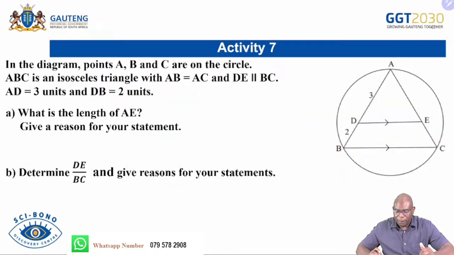Now, for the next one, I'm going to give you 4 minutes to do activity number 7. For A, you'll have 2 minutes, and for B, you'll have 2 minutes, just to give us the reasons there, and also the reason why, what is the length of AE, with the reason. Okay, so your 4 minutes will start.